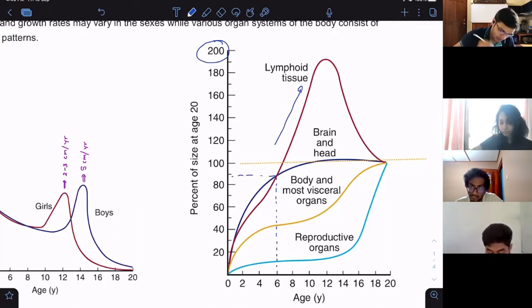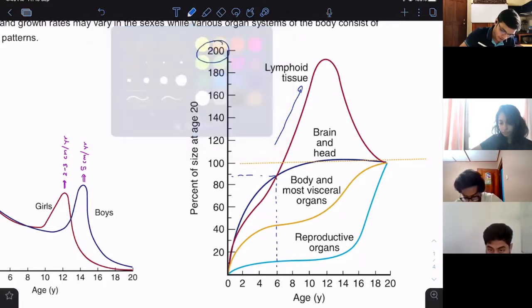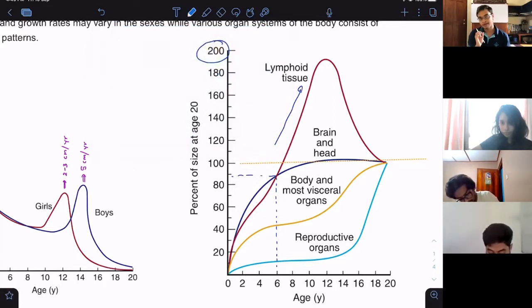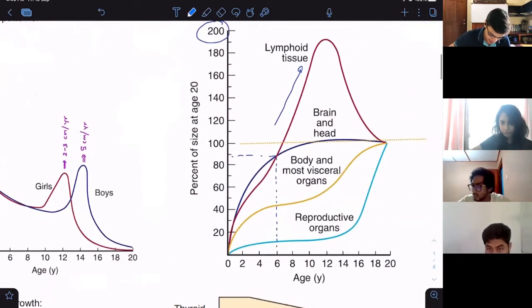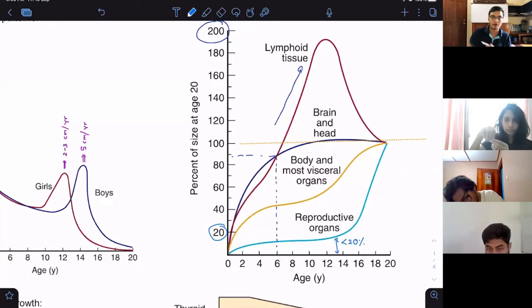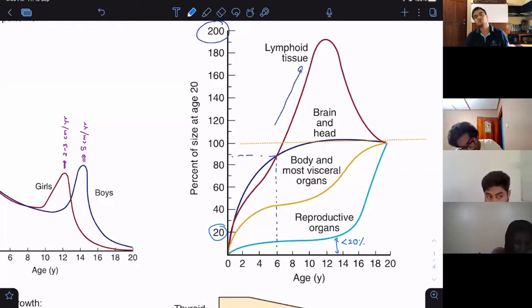Then, guys, look at the light blue curve. Reproductive organs, guys, look at this. Until about the age of 12, until puberty hits, less than 20% will develop. Look at this, less than 20% will develop. Soon after puberty hits, what happens? There is a shoot all the way to 100%.